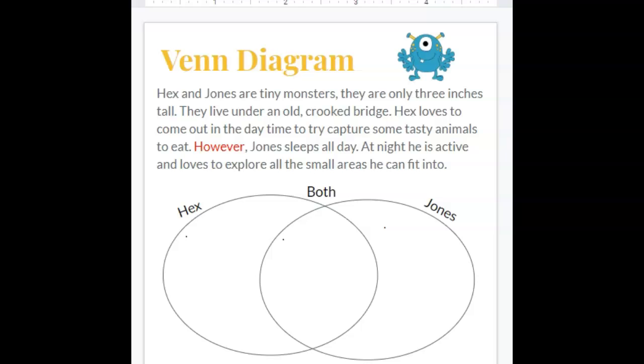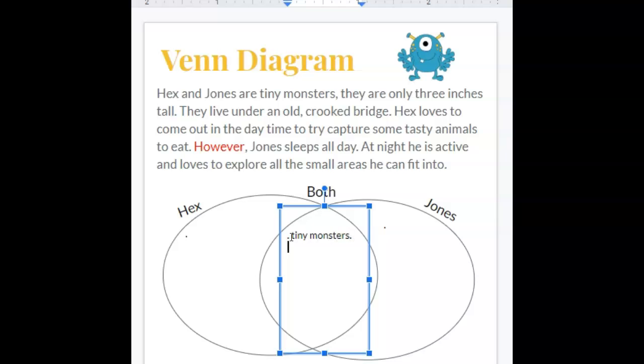Okay, so we are comparing and contrasting Hex on the left side, Jones on the right side, and in the middle of our Venn diagram, we will put what they both have. So the easiest way to do this is start going through your text in order. So Hex and Jones are tiny monsters. That's something they both are. Okay, so they're both tiny monsters. They're only 3 inches tall, so they're both 3 inches tall. Okay, you don't need to put in full sentences. You can just list your information in a diagram like that.